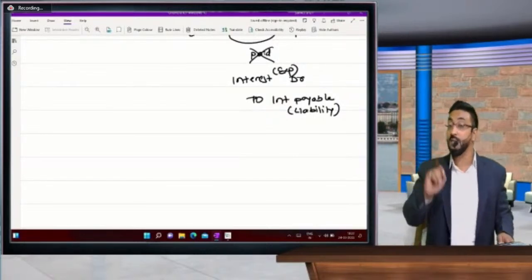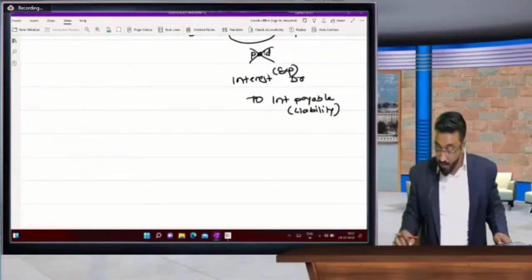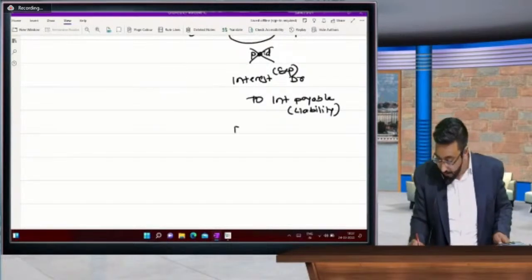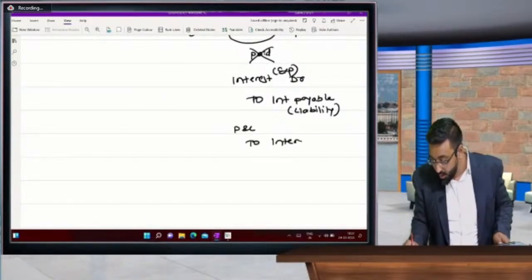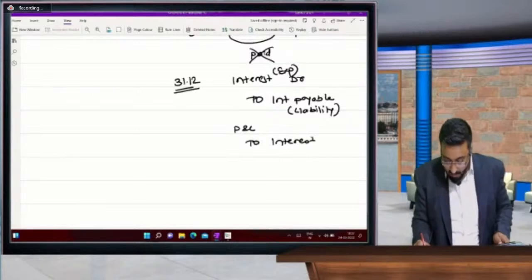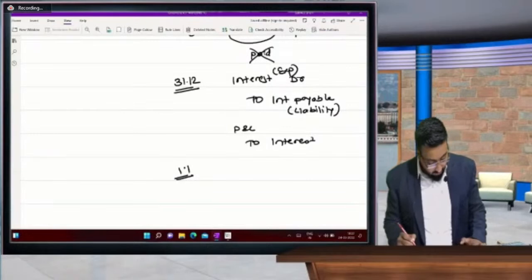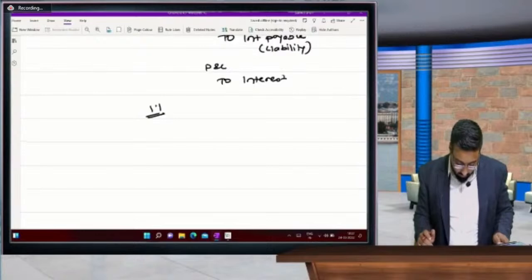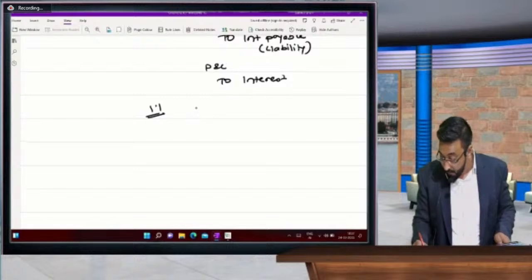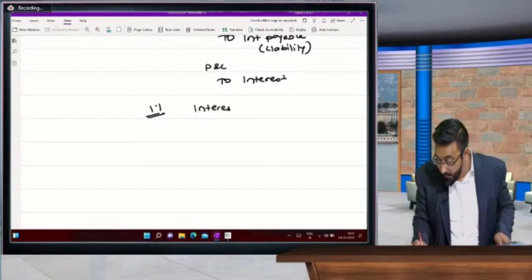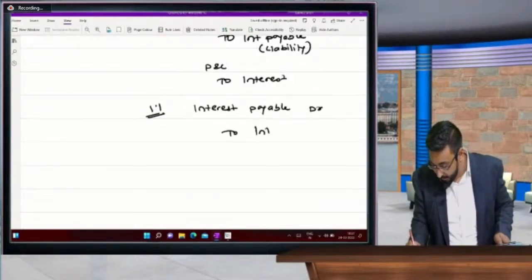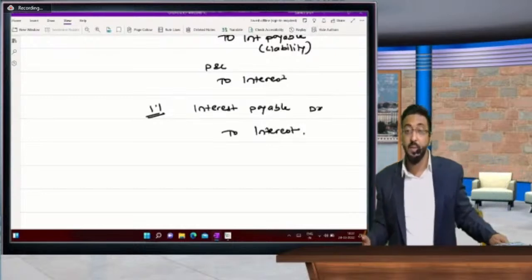Sir, now what is the concept? We booked our expenditure. Sir, now in next year, so sir, P&L account debit to interest, we are going to pass this entry on 31st of December. Now on 1st January, understand, interest payable, we will reverse this entry. Interest payable account debit to interest.